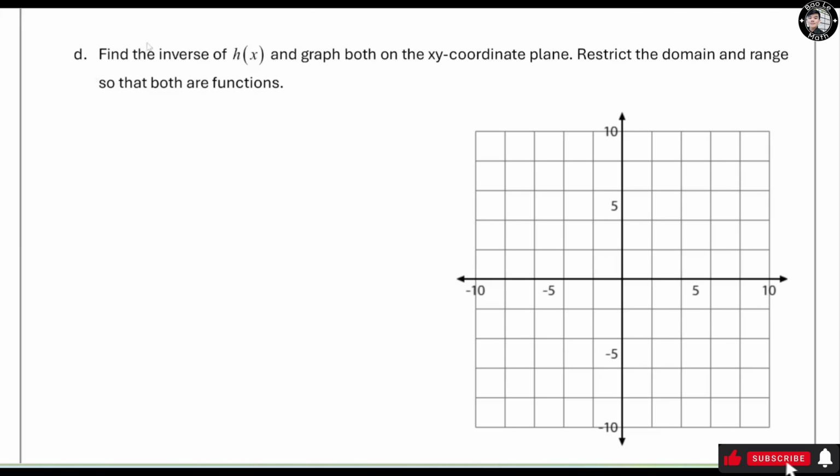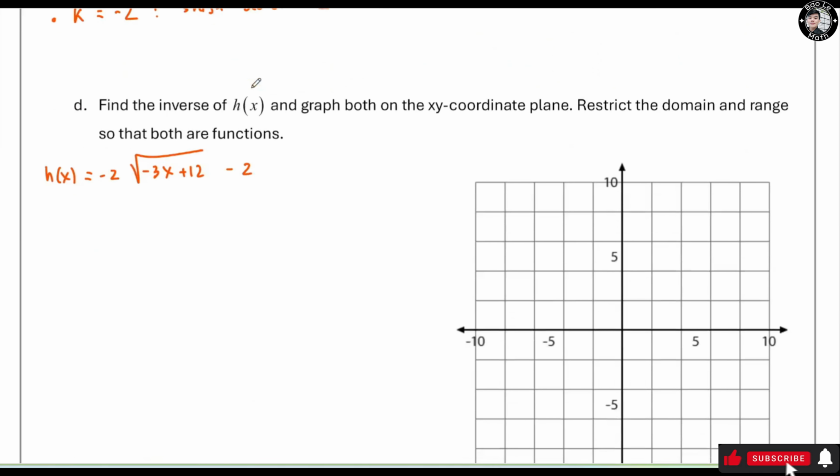Now, question D. Find the inverse of h of s and graph both on the xy coordinate plane. Restrict the domain and range so that both are functions. Alright, so we know that h of s is -2 square root of (-3s plus 12) minus 2, right? In order to find the inverse, we just swap s and y values. So this guy becomes s, right? And this guy becomes y.